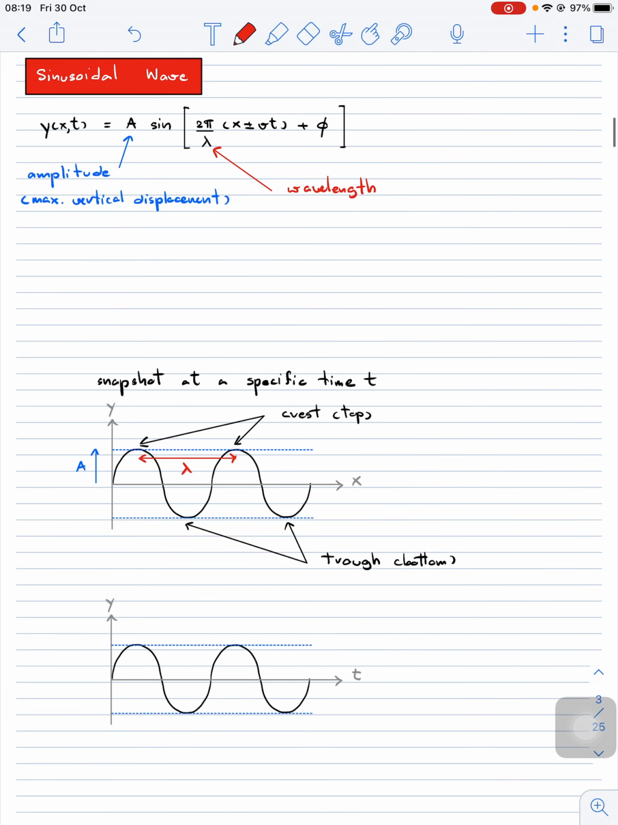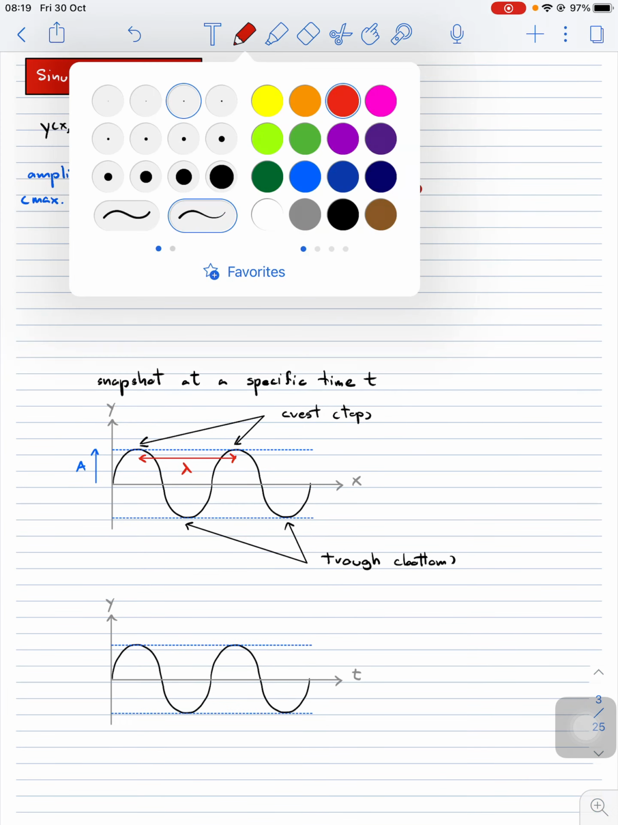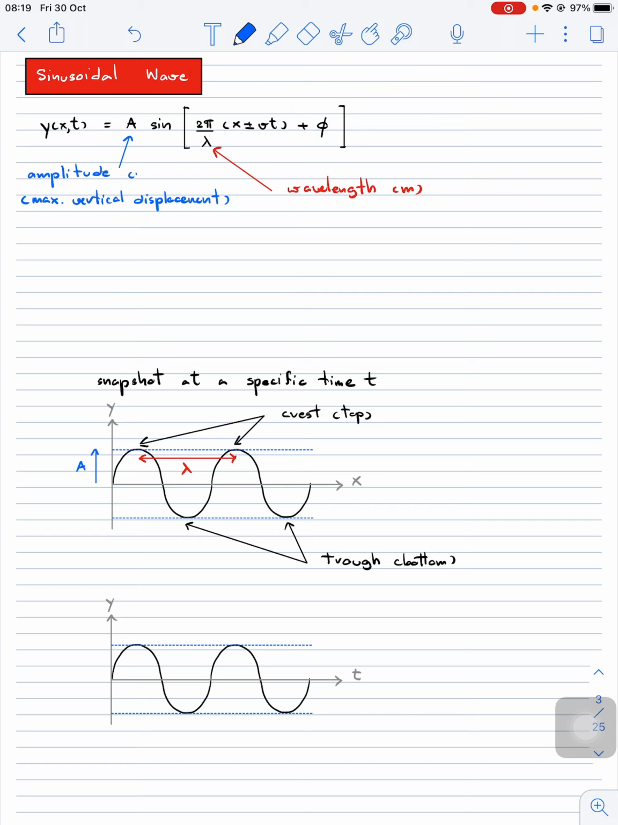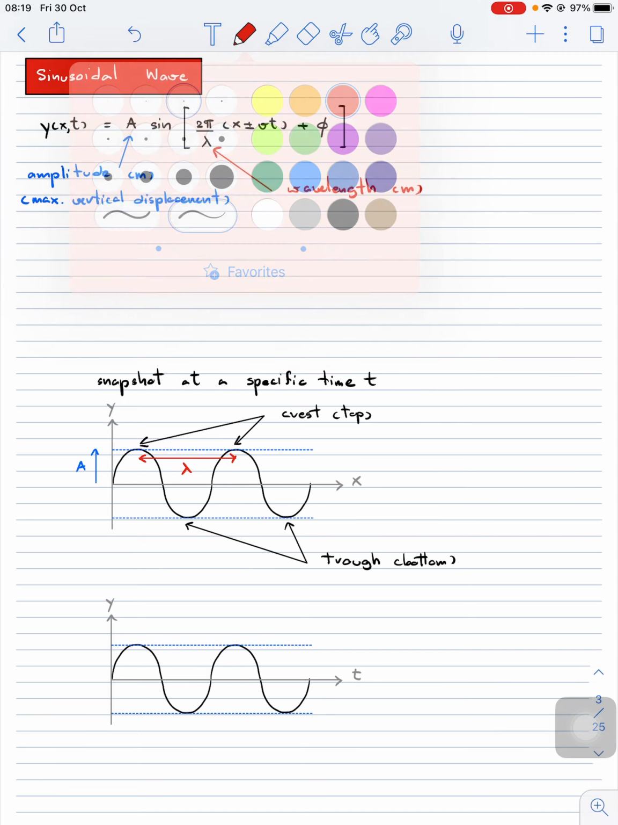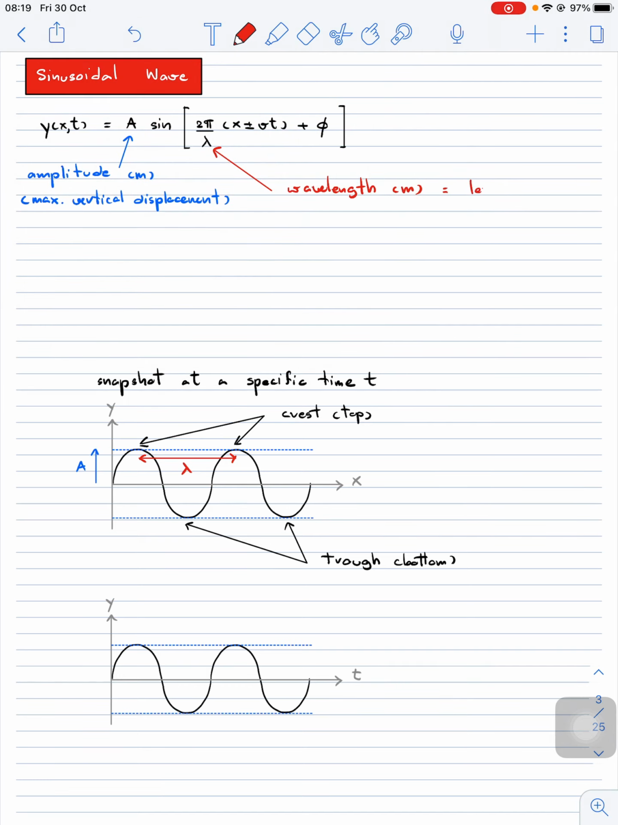If we have the unit as the meter, the amplitude is going to have the unit of meter as well, because it is a displacement. And the lambda is the length of the wave. As its name says, it's the length of one wave.